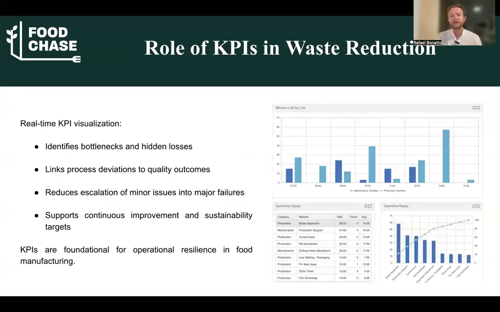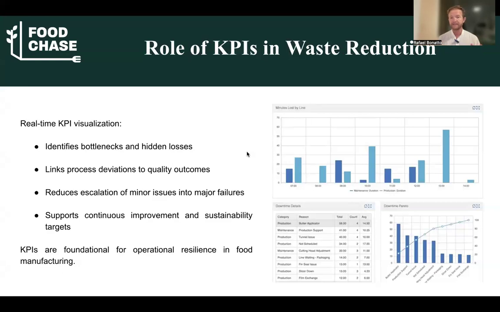And the role of KPIs in waste reduction, just giving you an idea. This is a type of Power BI on my right-hand side, where you can see the maintenance duration, the production duration, etc. This is an example of what's going on here, specifically minutes lost by line. You see that if you are able to understand and interpret such data, you can act very quickly and avoid problems at the end of your line, okay?